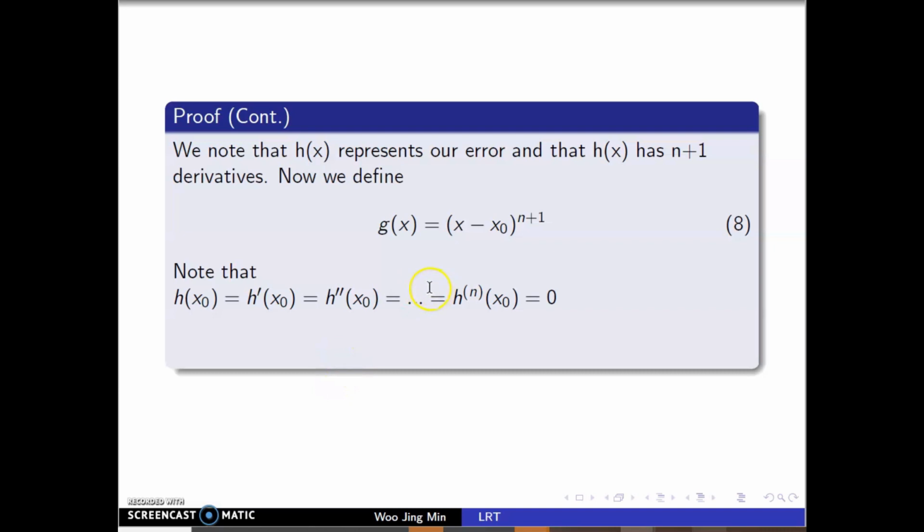So, h of x naught to the nth derivative will eventually equal 0. And g of x0 equals g prime of x0 equals g double prime of x0, and so on until g of n of x0 equals 0. How do we know that? It is actually simply because, look over here, you plug it in, it will equal 0. So beyond that, what do we do next?